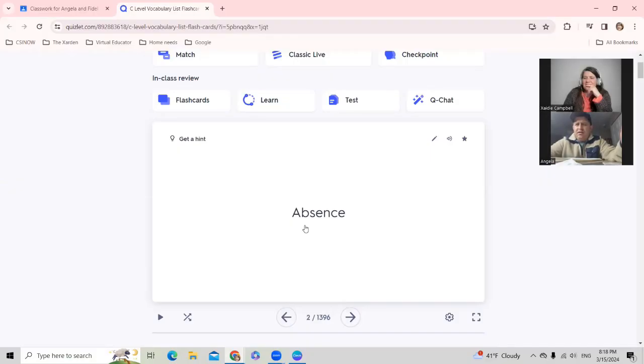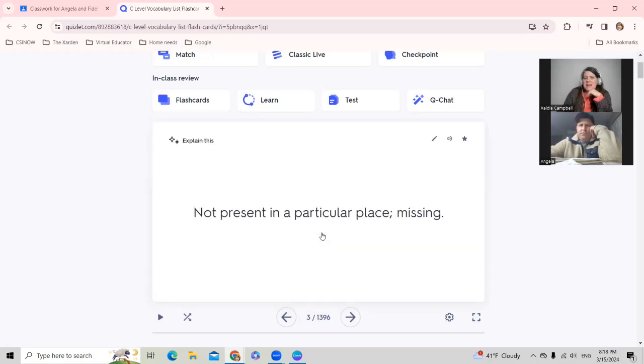Something like that. So absence is a noun. Absence is a noun. And absent is the adjective. But the meaning is different? The meaning is the same, not there, not present. So absence is the state of being away or not present. Absent means not present.